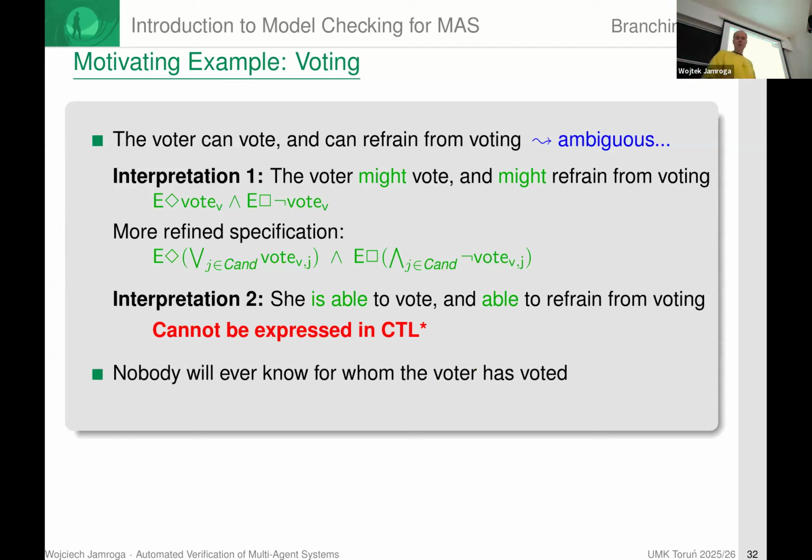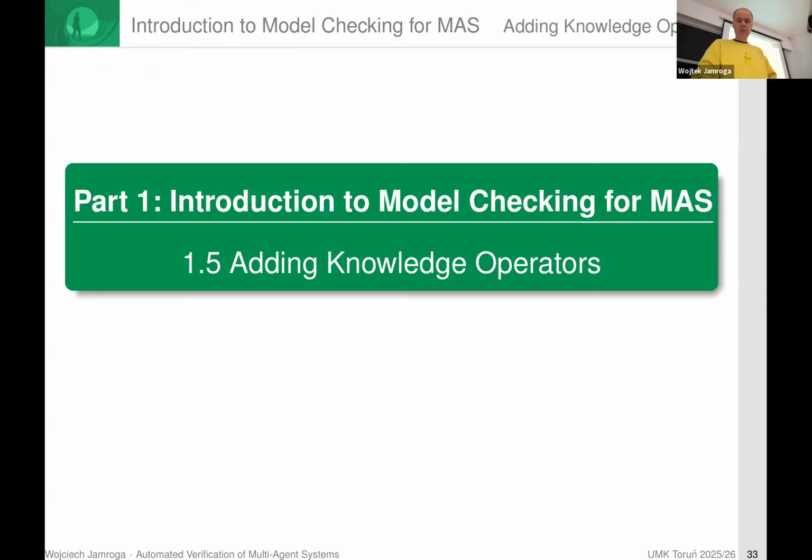And then again, nobody will ever know for whom the voter has voted. This cannot be expressed in CTL or CTL star either, because we need some means for expressing statements about knowledge, which we don't have yet, but we will have them right now.